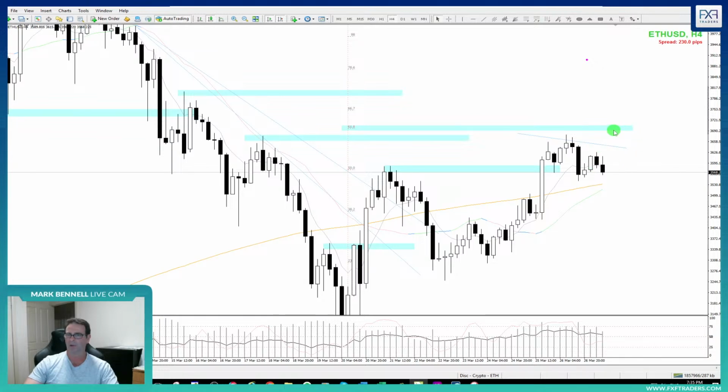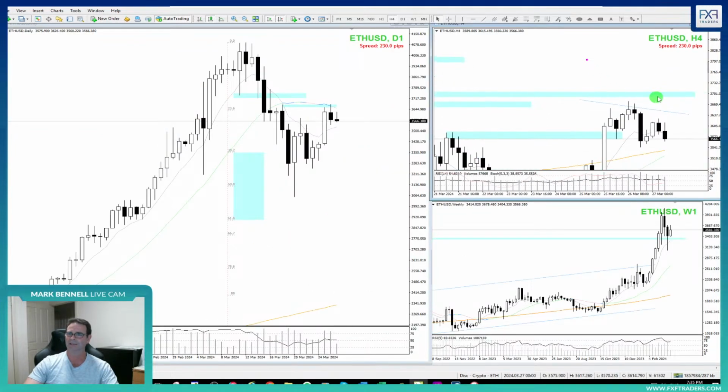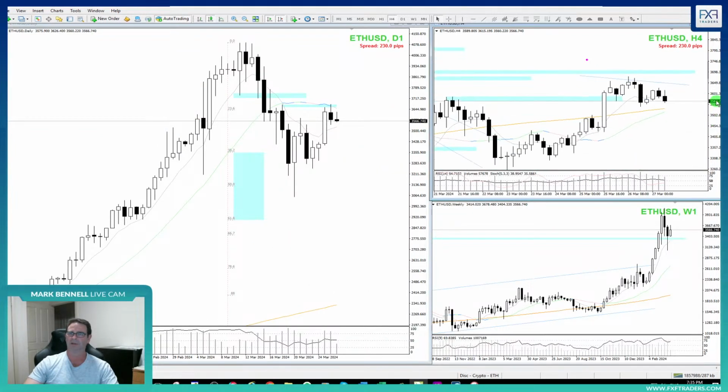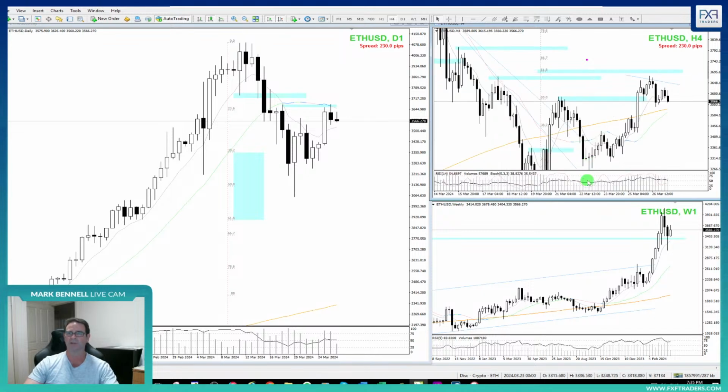So that's another little obstacle above. So that would be my preference, would be into that region and a break. So using that as resistance, technical resistance.